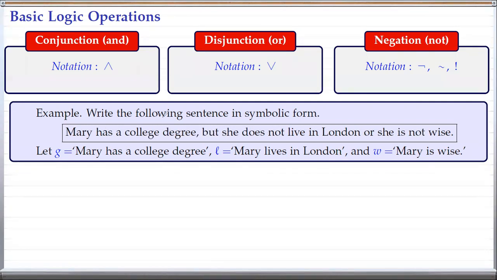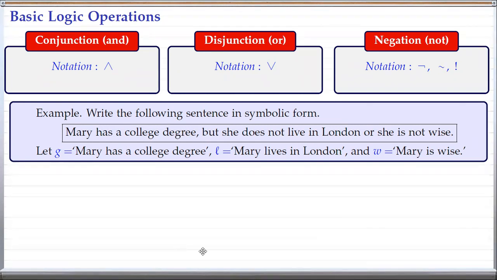The next example here: Mary has a college degree, but she does not live in London or she is not wise. So in this case, we have G first, and she does not live in London or she is not wise. Then we have not L or not W. So this is the symbolic form for this given statement.